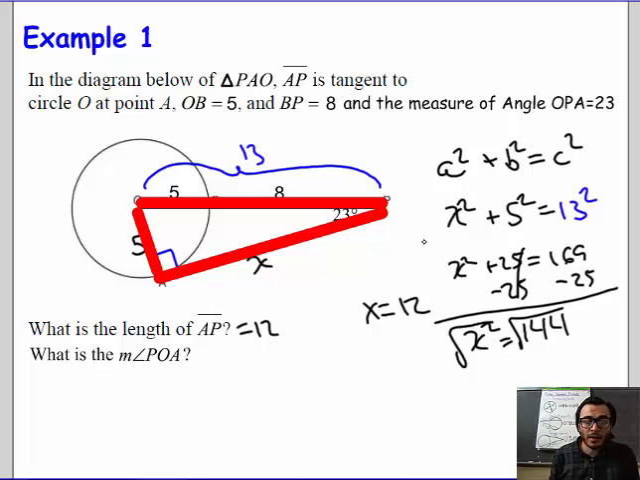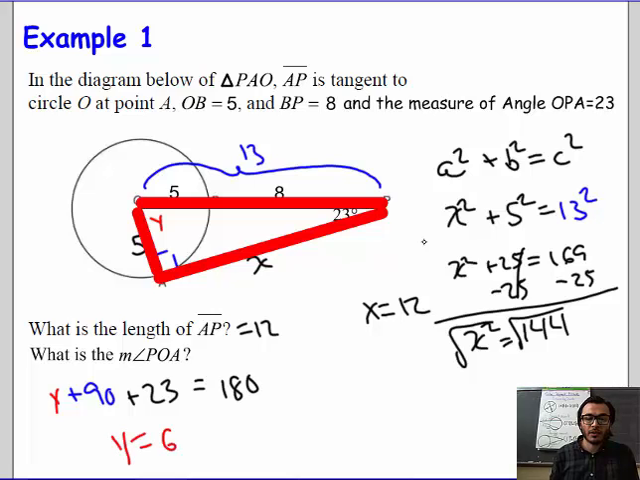Now, to find the missing angle POA, so that's this angle here, I'm going to go ahead and label that Y. So to find angle Y, we know these 3 angles have to add up to 180. We know Y plus 90 plus 23 have to add up to 180. So we know that Y is equal to 67 degrees.